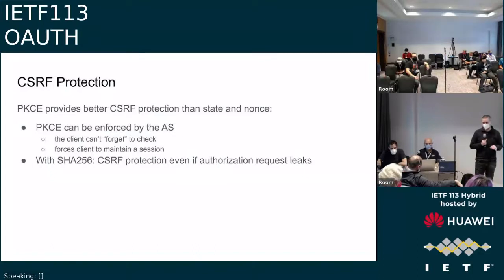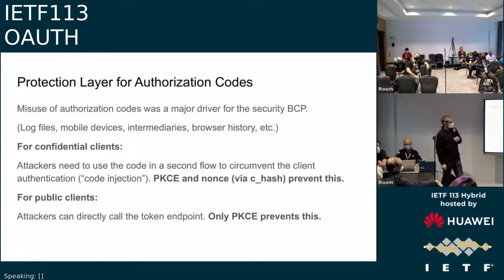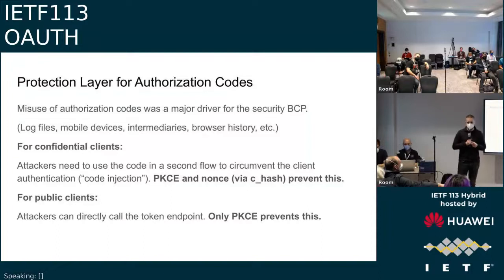Pixie is in your security BCP and is recommended or a must in many cases. And the reason is that Pixie is a really, really good tool. Pixie provides CSRF protection, so it can be used instead of state to protect clients against CSRF. Pixie is also a protection layer for authorization codes, and that's the main reason we made it a must in many cases in the security BCP, with the alternative of using the nonce in some cases if you're using OpenID Connect. There are essentially two different attacks that we're talking about here.